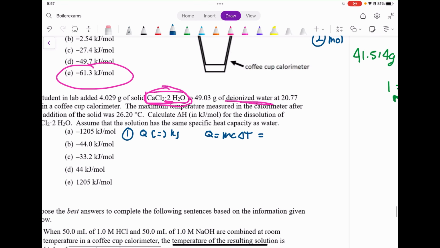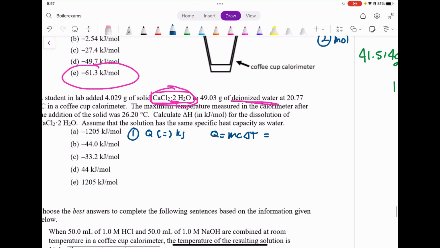This is going to be equal to the mass of our whole system. So I'm going to add together the mass of the deionized water and our solution. So 49.03 plus 4.029. I'm using both because when they're mixed together, both of them are in our system per se, and they're both changing the temperature. So I'm going to include both of them in my mass.